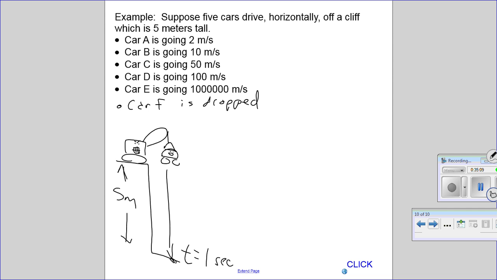Now, rule number 2 tells us that all objects fall down at negative 10 meters a second squared, even if they're moving horizontally. So theoretically, they should all hit the ground at the same time. The only difference is car A is going 2 meters a second. Point for me, what direction is it going 2 meters a second at? It's going this way. So car A is going this way at 2 meters a second. It still takes a second to fall, but during that 1 second, it's going to move horizontally 2 meters.